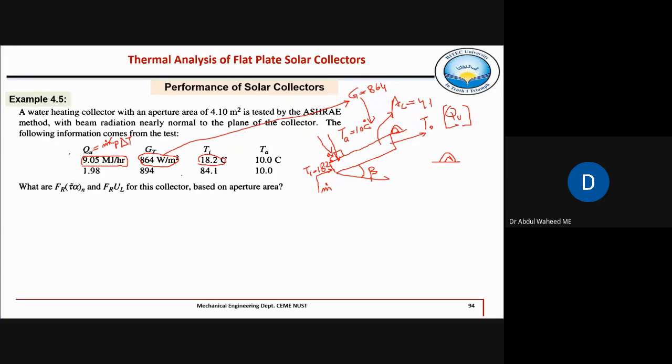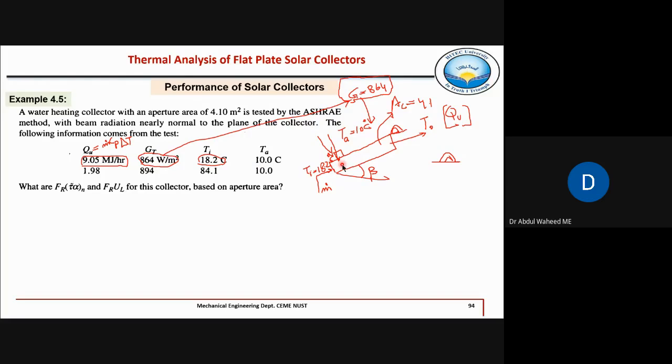It means for the whole hour, these conditions were constant. It means for that one particular hour, TI was fixed, TA was fixed, this G was fixed, and TO was calculated, right? So for the whole hour, the total amount of energy which was measured or gained by that fluid from that solar collector is 9.05 megajoules per hour.